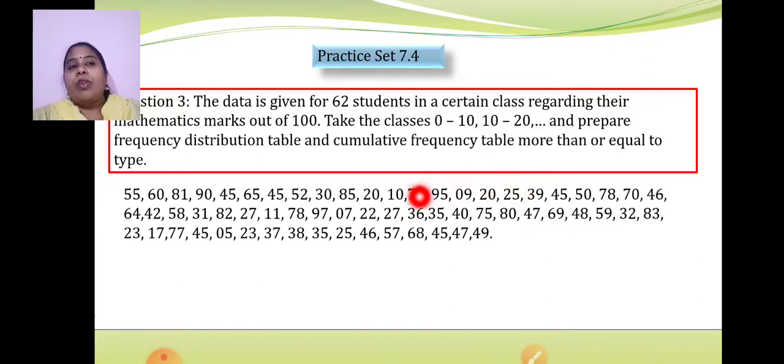Now looking at the range, they have already specified they want 0 to 10 as the first class, and they want continuous classes, 10 to 20 and so on, right? Now let us search for the highest number in the given observations. I can see 95 here. Any other highest number? 97 is here. So the highest number out of this entire lot is 97.